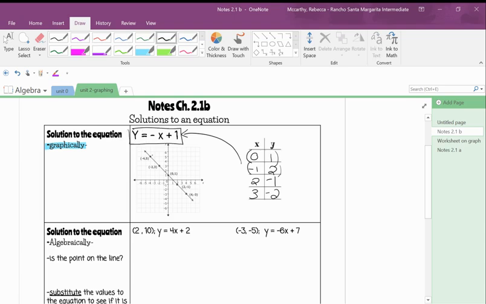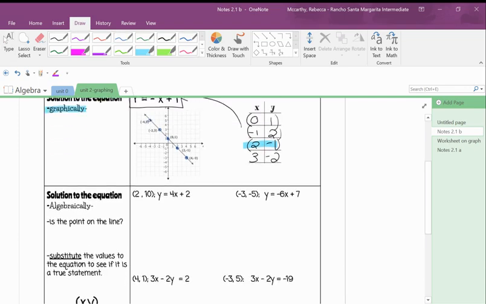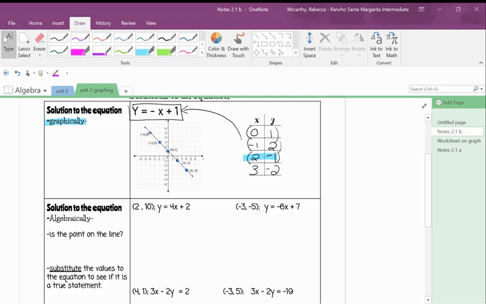I also know, if I notice here, I should have 2, -1, which is here. These points here, and it's really small. These here, because it falls on the line, these are all solutions to this equation. So graphically, I could just look at my line, and whichever point lies on that line is a solution to that graph. But what if I don't create a table and I don't graph it?